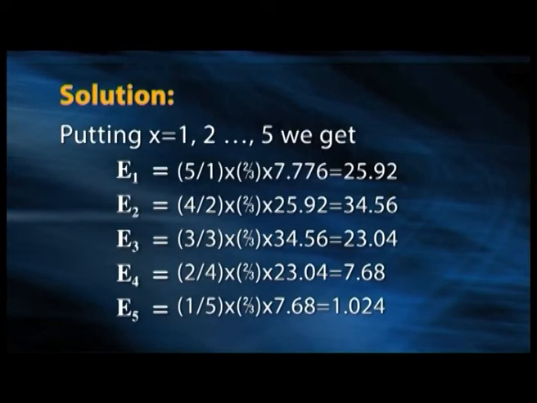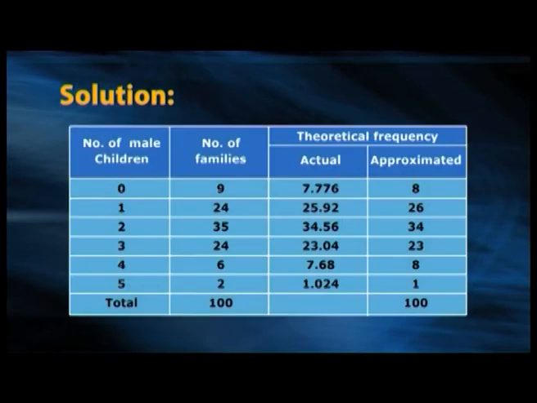Putting x is equal to 1, 2, etc., 5, we get E1, E2, etc., E5. We write observed and theoretical distribution in a tabular form. Expected frequencies are approximated in such a way that the total comes to 100.